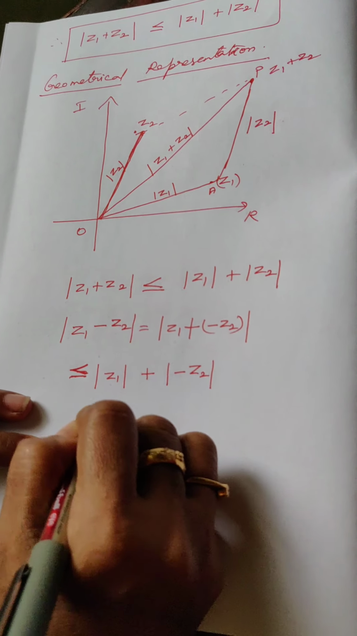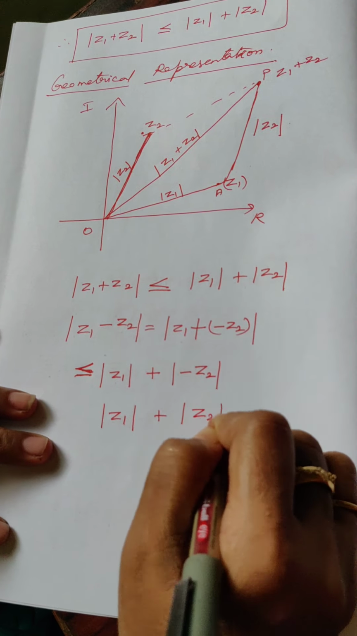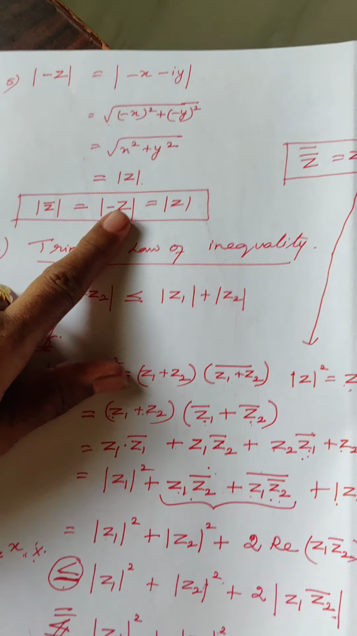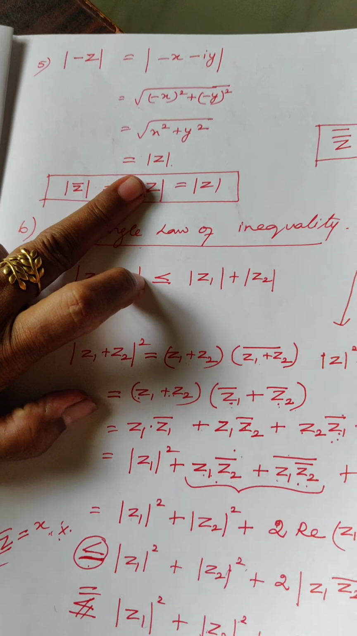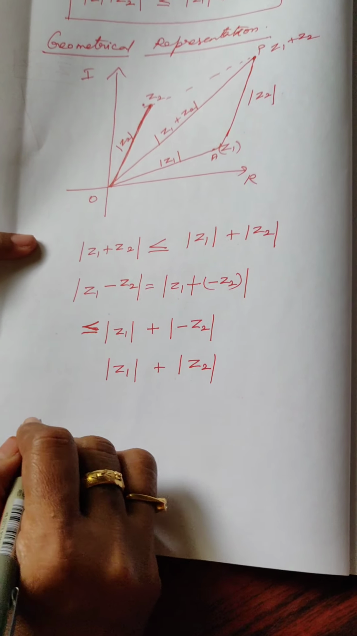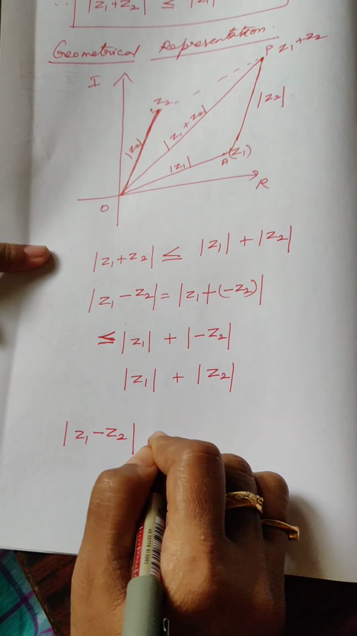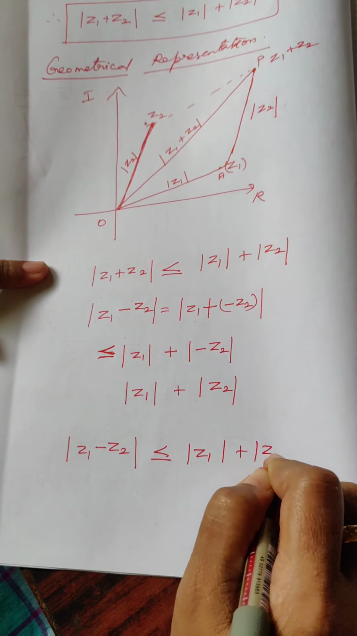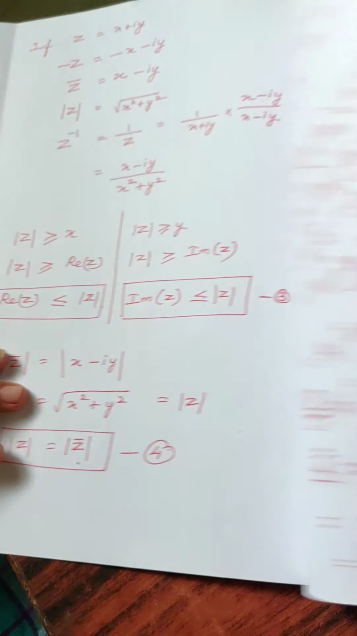Already I told you modulus of z1 plus modulus of z2, because modulus of minus z is equal to modulus of z. Already I explained this concept. Modulus of minus z is equal to modulus of z. So modulus of minus z2 is modulus of z2. So from this we are coming to the conclusion that modulus of z1 minus z2 is lesser than or equal to modulus of z1 plus modulus of z2. So I think your doubt is clear.